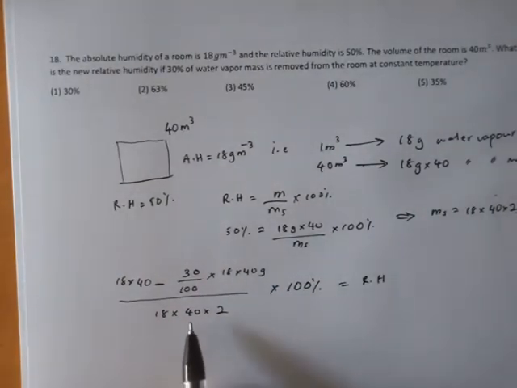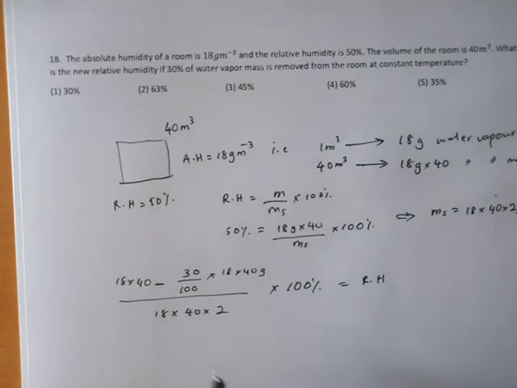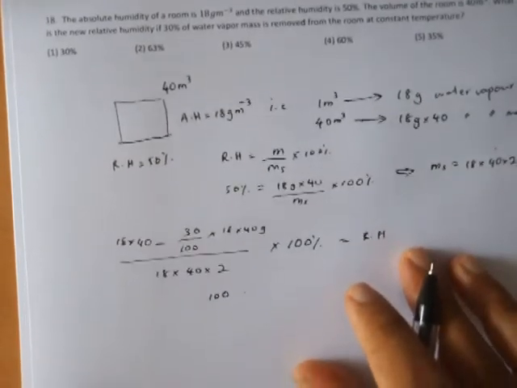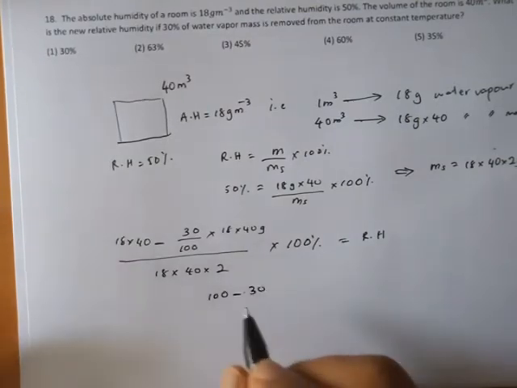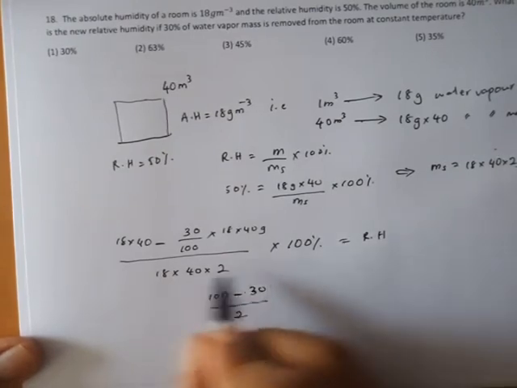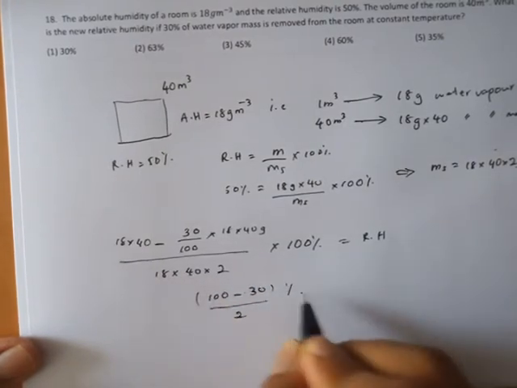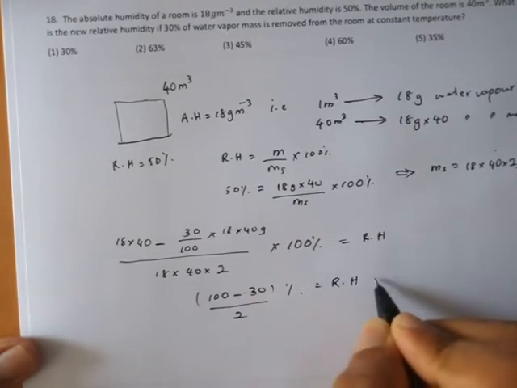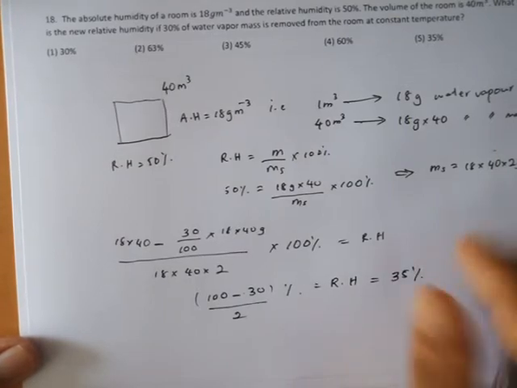So from this I can divide 18 into 40 in both numerator and denominator. So I get here, multiplying this by 100, 100 minus 30 over 200 minus, here 100 cancels off, 30, and the percent is the relative humidity. Therefore relative humidity is 100 minus 30, 70, 70 divided by 2, 35%. So the answer is the fifth one.